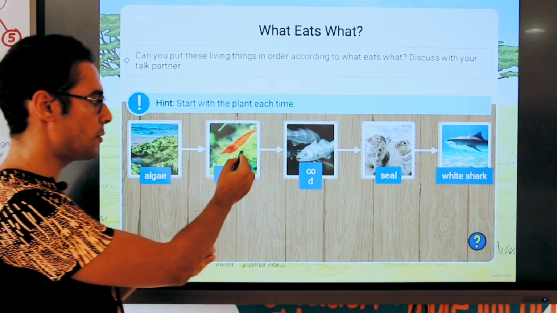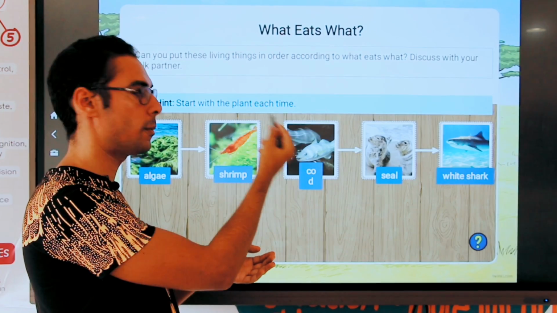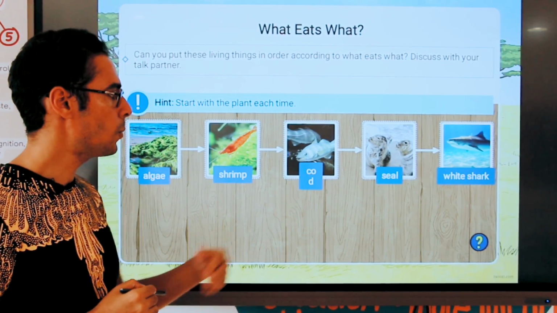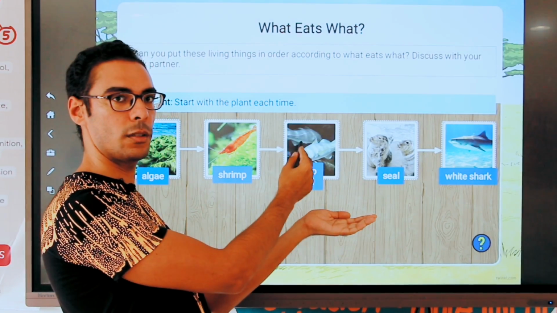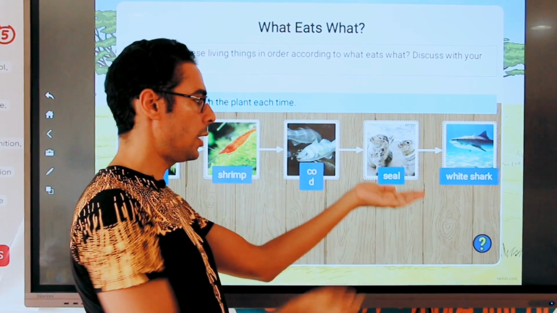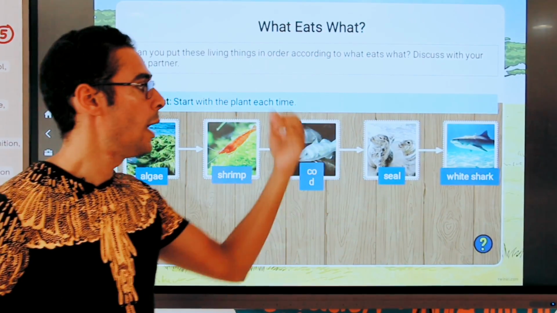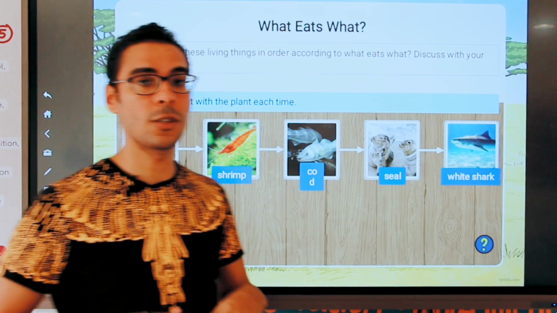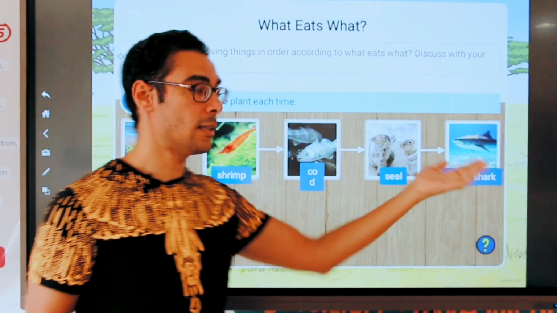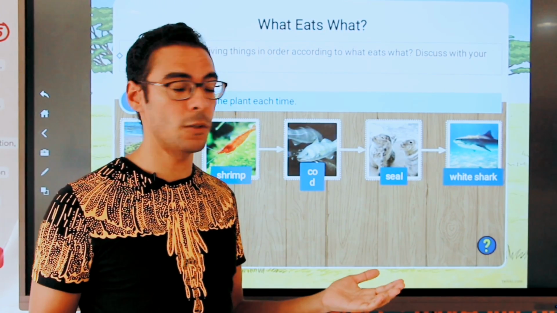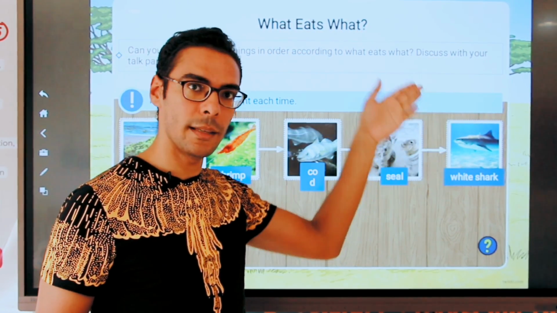So the energy flows from the shrimp to the fish. Then the energy flows from the fish, which are considered secondary consumers, into the following one. Here, that's the tertiary consumer. And finally, the white shark, which is the top predator or the final consumer. That here is considered the final consumer because the food chain ends here.